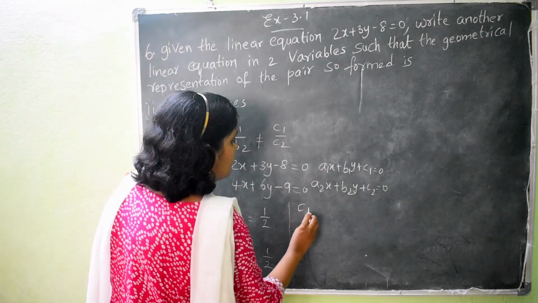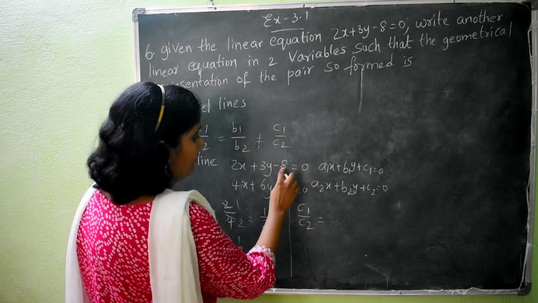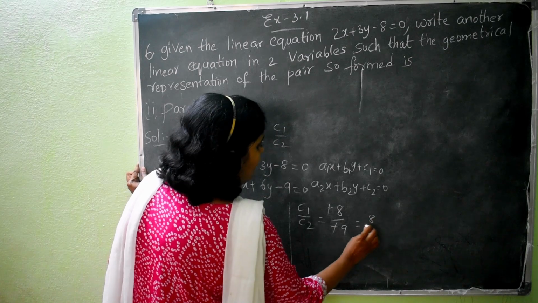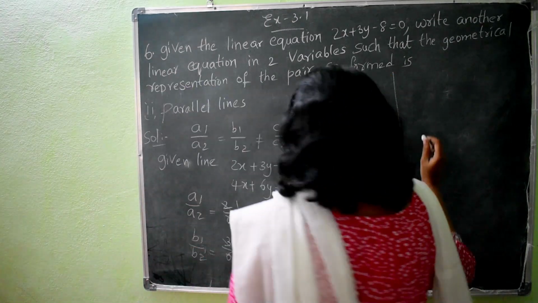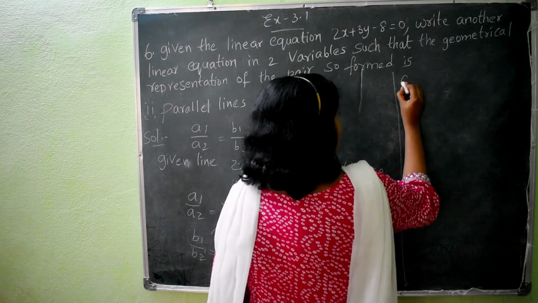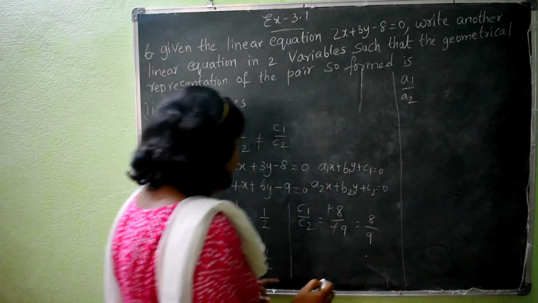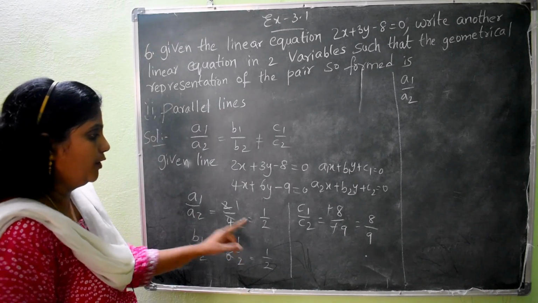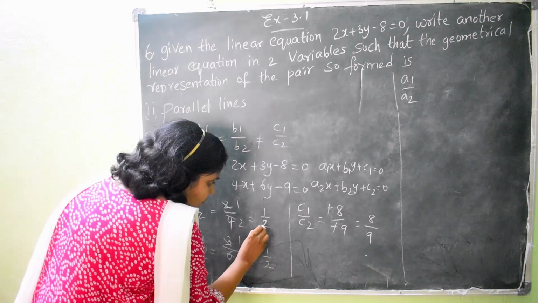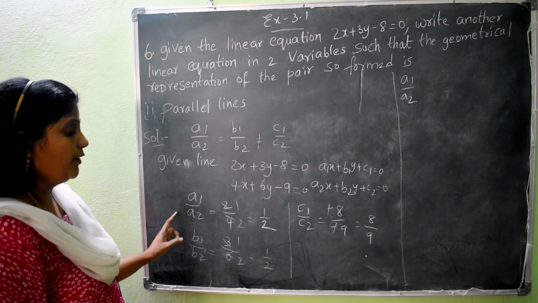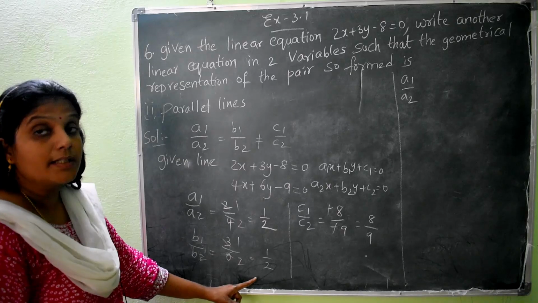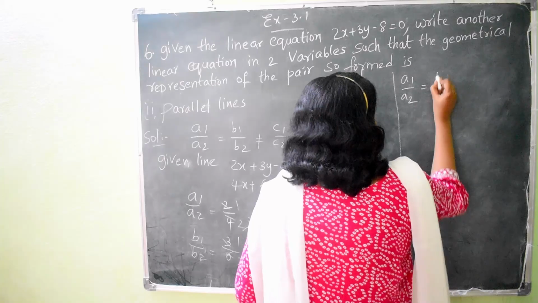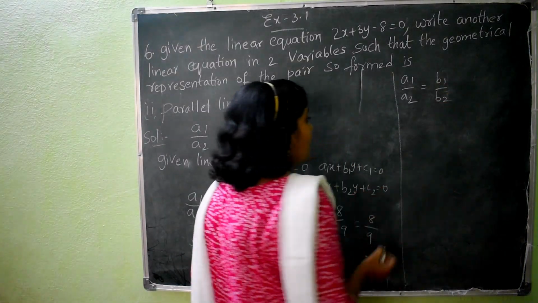So what is meant by c1 by c2? c1 is minus 8 by minus 9. Minus 9 gets cancelled, so it is 8 by 9. Here a1 by a2 is 1 by 2 and b1 by b2 is also 1 by 2. Means these two ratios are equal. So I can write that a1 by a2 is equal to b1 by b2 because both are 1 by 2 only.